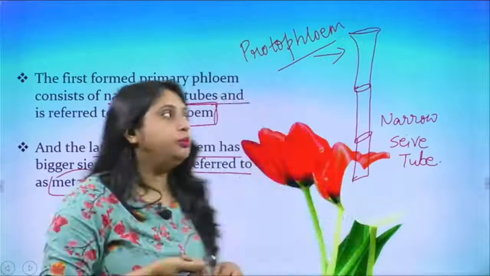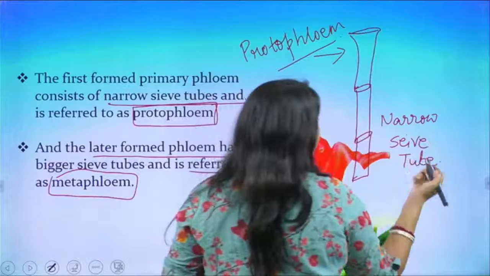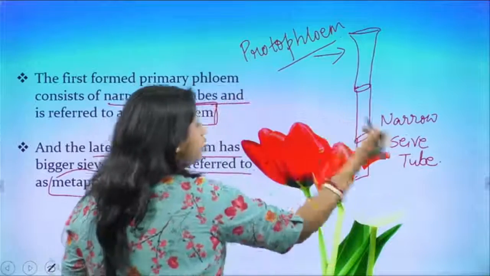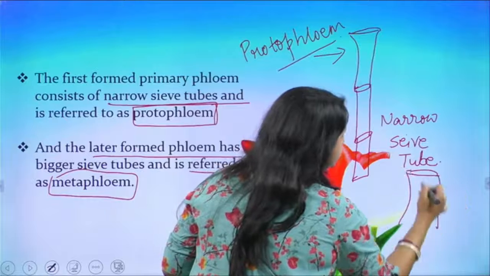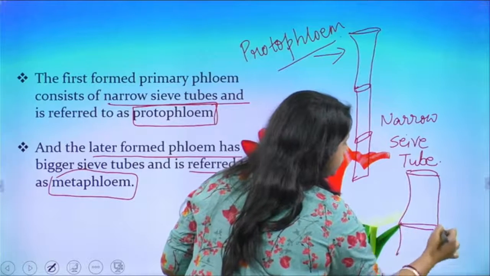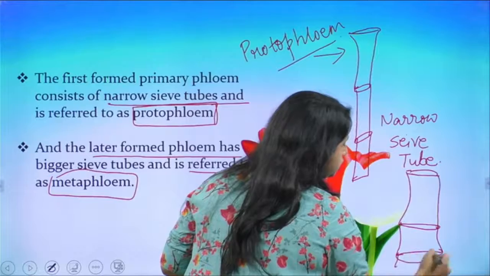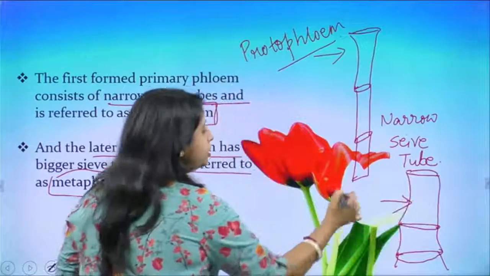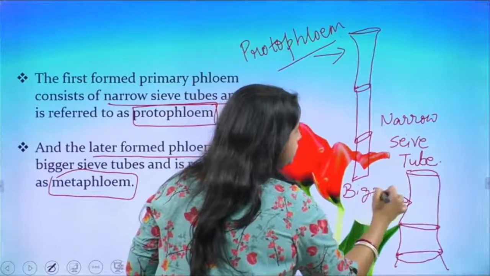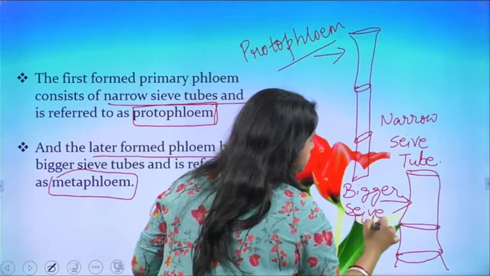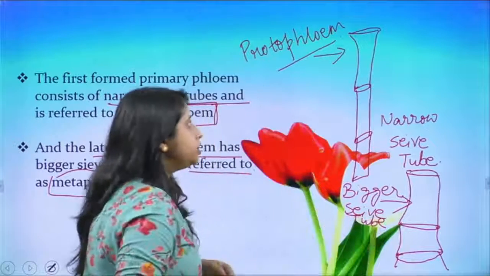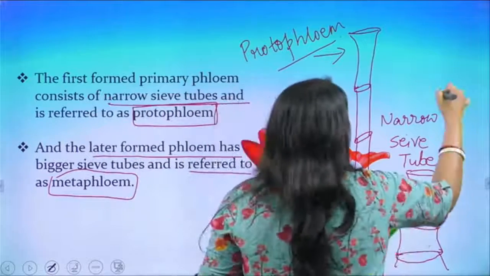So if it has bigger sieve tubes, how will it look? You can draw here, so see, it will have bigger sieve tubes. Let me draw it a little bit larger, right? So it has bigger sieve tubes, and we call it metaphloem.